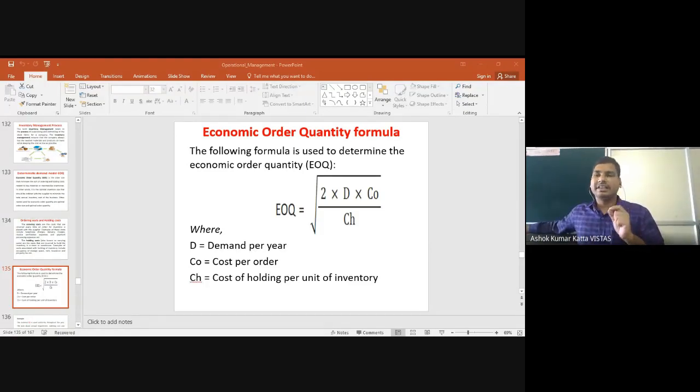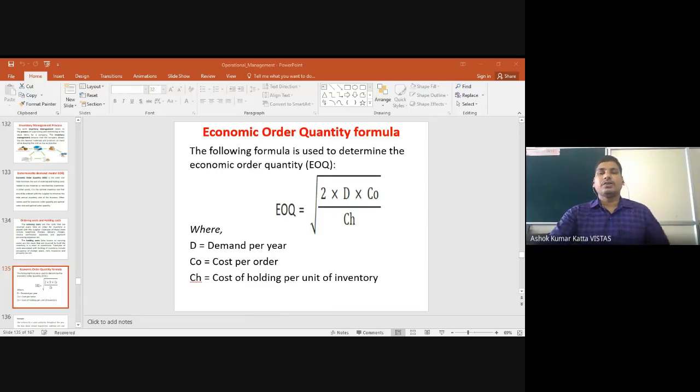The secret behind it is, in a year, how many times you need to spend the order cost, how many times you need to spend the demand cost, how many times you need to spend the carrying cost, or you can say the holding cost, in a year. All this unnecessary expenditure minimization is also why we are following this EOQ technique.